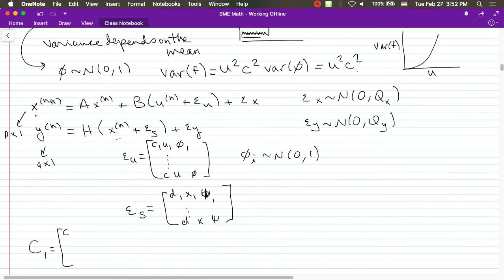So what I need is that if x is p by 1, then this is, say, q by 1. Then this is going to be c q, u q, phi q. But epsilon s has to be the size of x, which is p. Okay, so what I want to do is write epsilon u as the sum of some matrices c i times the vector u times the scalar phi. And I'm going to say the size of u is q by 1. I'm going to define this matrix C that's going to look like this.